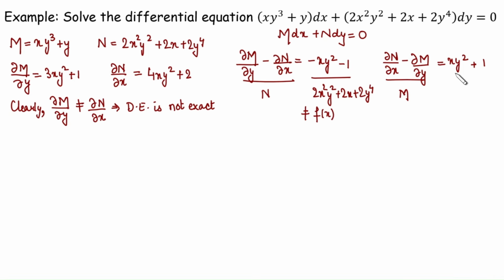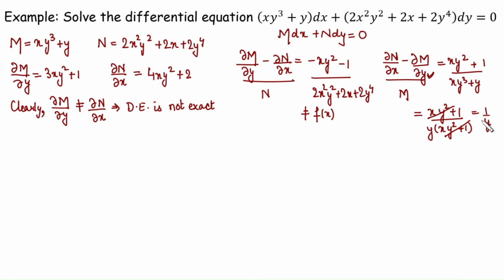Now in this case, if you divide this term by m, what is m? That is xy cube plus y. Can we further simplify this, and is it a function of y only? Let's check it. So we can write xy square plus 1 upon, take y common, xy square plus 1. Both the terms are same, so we can cancel them out. This is equal to 1 by y. And we even get a function of y.